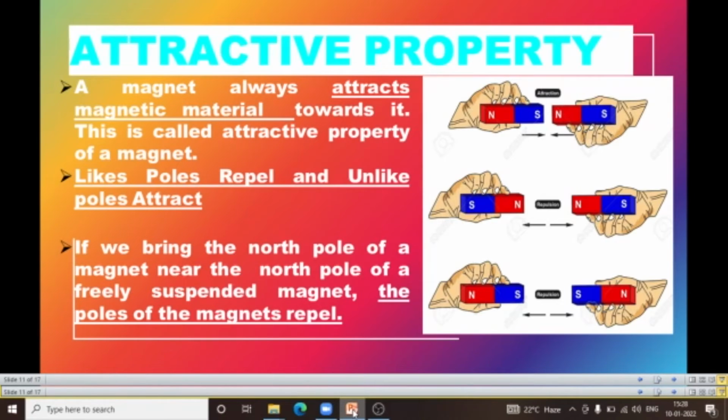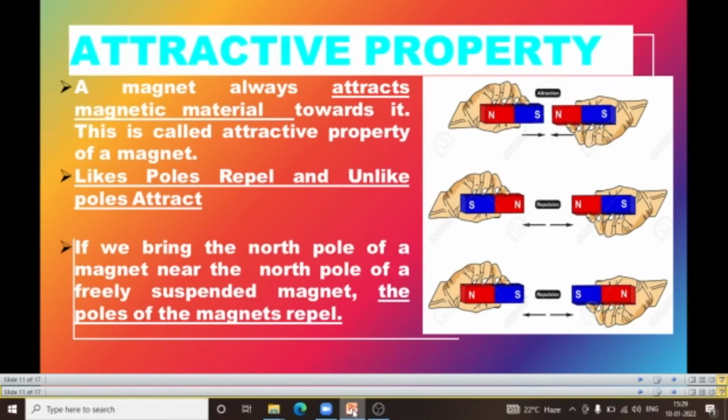So what do you mean by like poles? That's nothing but north and north, south and south. These poles are called like poles. Unlike poles are nothing but north and south. So unlike poles attract.